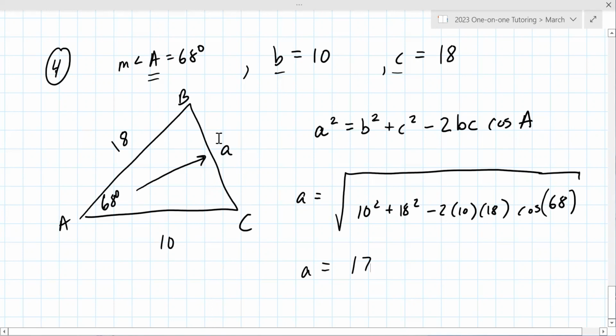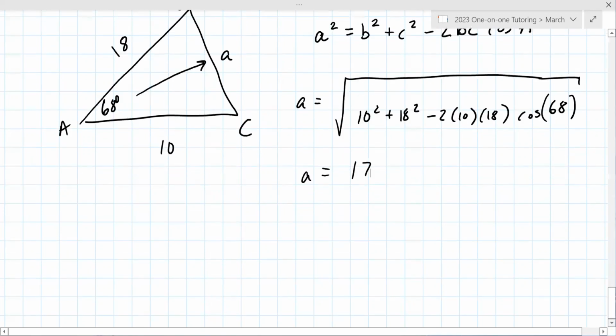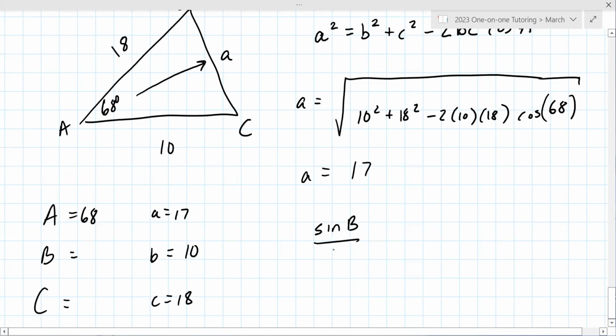Okay, now the nice thing when you have the 3rd side is you're done with law of cosines, because you now have an angle and a side pair. So that's again where I go back, making that table ABC. Little a is 17, little b is 10, little c is 18. And then if I want to find b next, I'm going to put sine big B over little b equals sine A over little a.